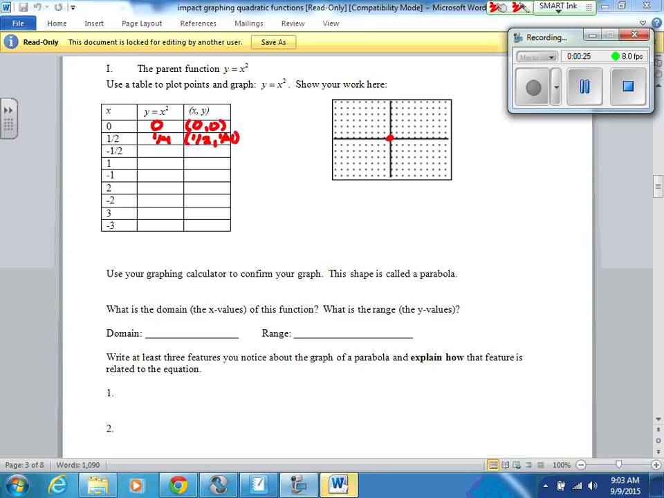That's probably not going to graph with this fat marker on that graph. So we're going to skip that one as far as graphing. How about when I put in negative 1/2? Still get 1/4. Negative 1/2, 1/4. How about 1? We get 1, so it's 1, 1.